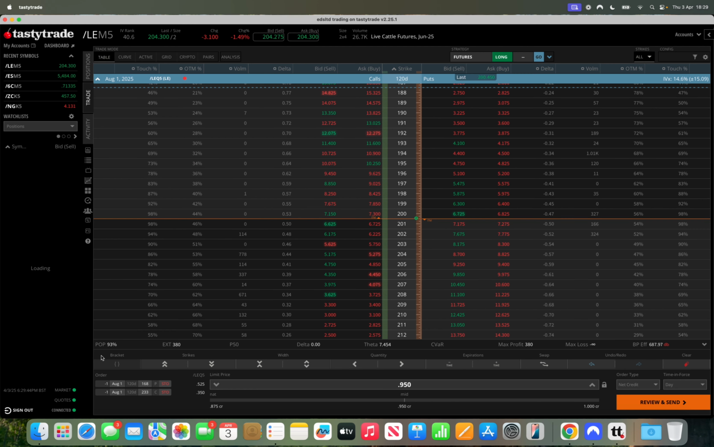So our pop here, which is probability of profit, your probability of making at least 1 penny on the trade, is 93%. So you've got a 93% chance of making money on this trade. That's if we hold till expiration. But typically we do not hold till expiration. We get out at between 25 and 50% of max profit. So in reality, our actual win rate is going to be closer to 96, 97%.